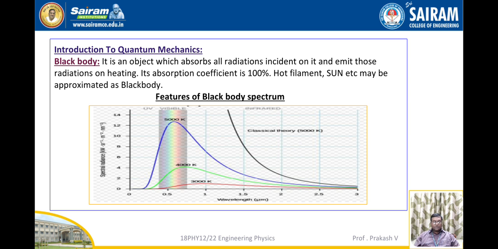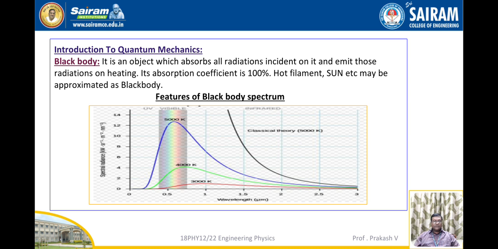So here you can look at a chart. Here we have plotted a graph of intensity of emitted radiations from a black body versus the wavelength. If you look at the chart, you can see three curves. The first curve is taken when the temperature of the black body is 5000 Kelvin, the second curve is at 4000 Kelvin, and the third curve is at 3000 Kelvin.